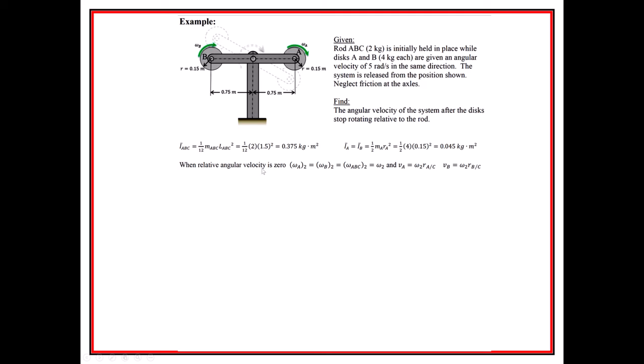And when the relative velocity is 0, that means that omega A, omega B, and omega ABC are all equal to omega 2, right? And not only that, but the velocity of A and the velocity of B are going to be equal to omega 2 times R_AC, or the distance right there, that 0.75. That's what we mean by R of A with respect to C. We mean the middle by C.